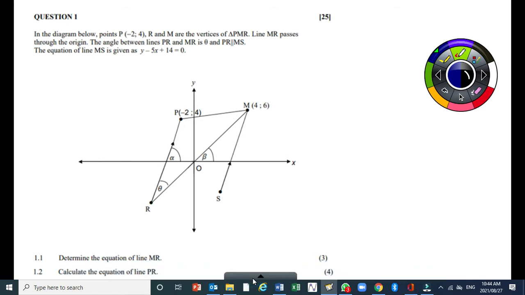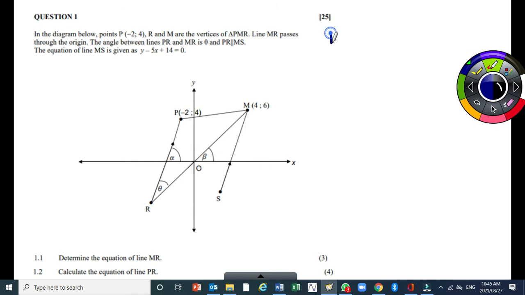So this is point M, that's point R, right? Now, we don't know the coordinates of point R, but this is the origin, okay? So we know 2 points, we know point M, we know point what? Point O, which is an origin. And at the origin X is 0, Y is 0. So, to do the first part of the question 1.1, we use our gradient formula here for MR. Remember, point O, point M, and point R are collinear points.